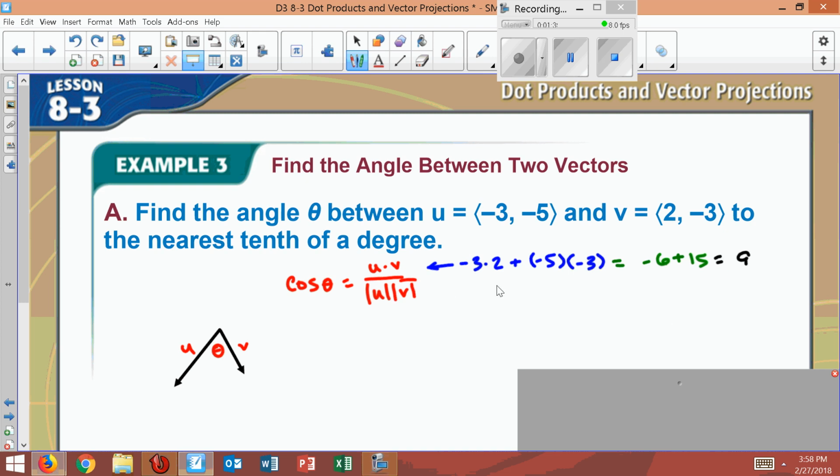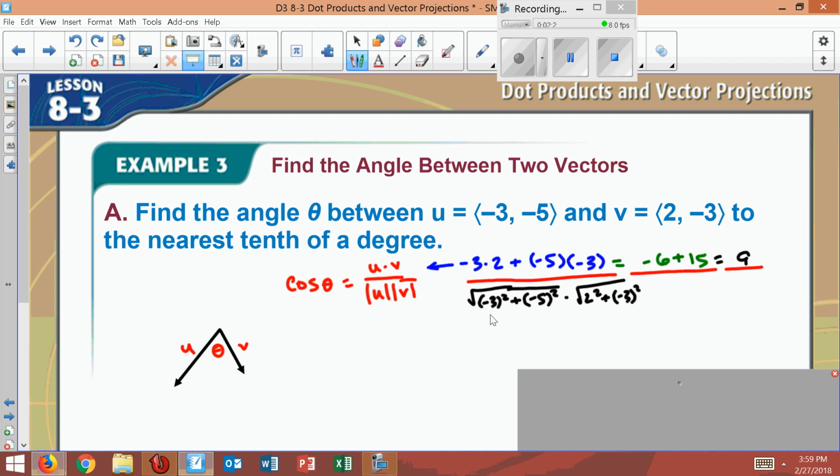Now we would divide that by the magnitude. Now, how do we get the magnitude? Well, the magnitude, let me draw a division here, all the way across. The magnitude is the Pythagorean theorem. So here we would have this squared plus this squared, and then the square root. So we'd have square root of -3 squared plus -5 squared times the square root of this one. So it's 2 squared plus -3 squared. That's how we find the h.